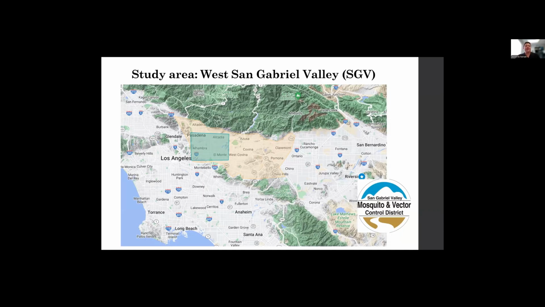To conduct this research, I wanted an area that had multiple invasive Aedes species. So I worked with San Gabriel Valley Mosquito and Vector Control District in the West San Gabriel Valley. The whole San Gabriel Valley is the orange region, and the green square is the West San Gabriel Valley where the trapping was conducted.